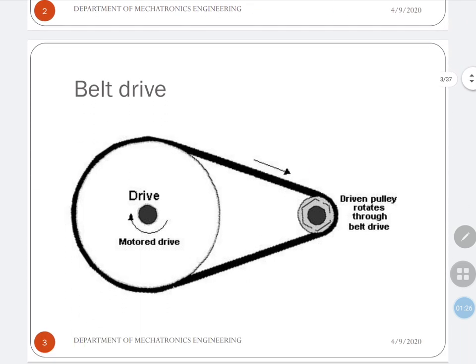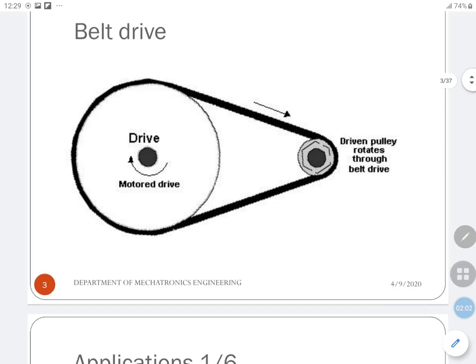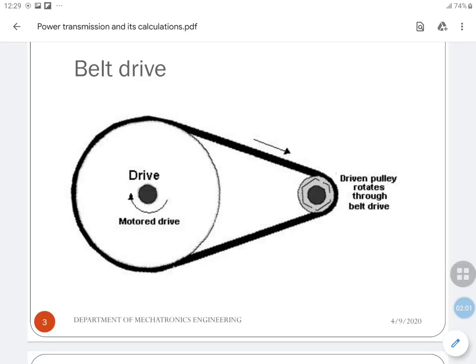So the first type in our syllabus is belt drive. Belt drive consists of two pulleys. The first one is the driving pulley, the motor drive. Motor drive can be basically a pulley connected to a motor, maybe a DC motor or a servo motor, depending on the application, and which drives the driven pulley, in which the load is being connected. So here a load can be connected.